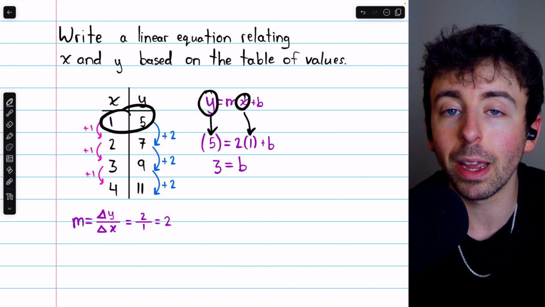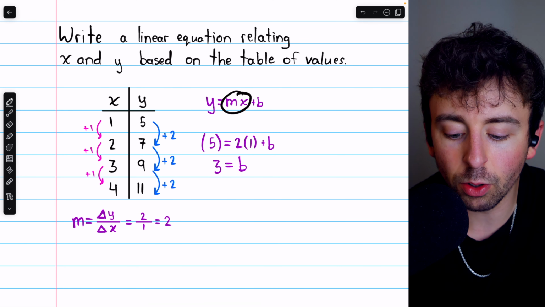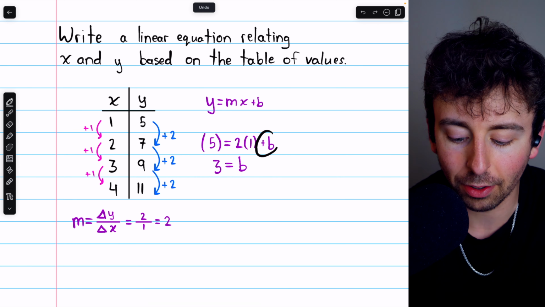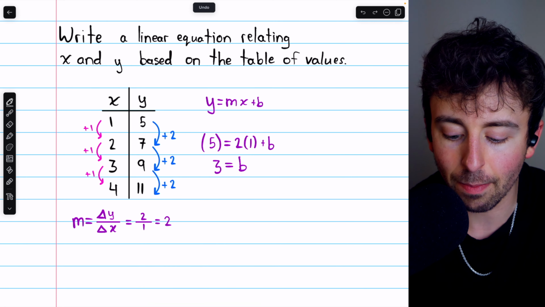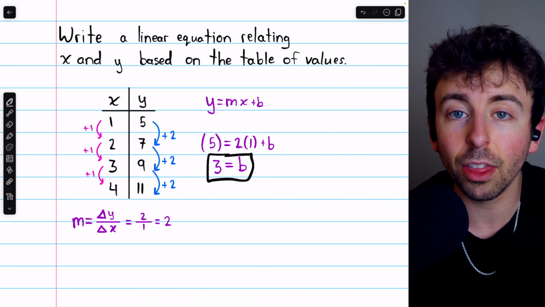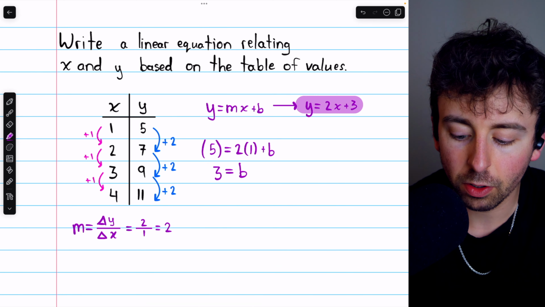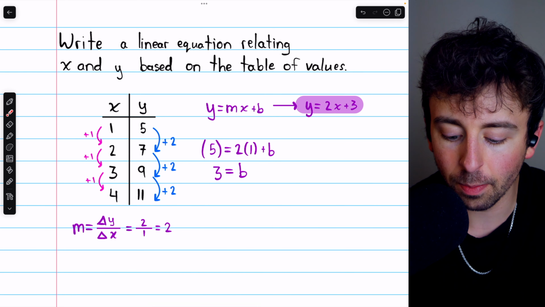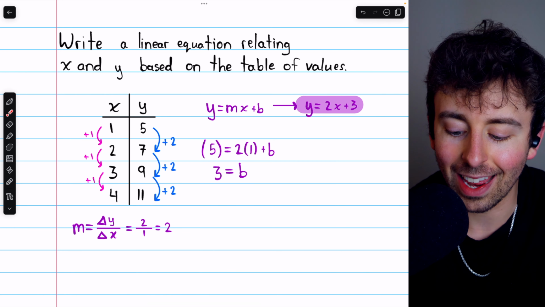Now we can just do some basic math to solve for b. Y is 5, m is 2, and x is 1. So 5 equals 2 times 1 plus b. We then just subtract 2 from both sides of the equation to get b by itself. 5 minus 2 is 3, and so we have that 3 equals b. And so that would be our final answer, 2x plus 3. We found the slope was 2, so we plugged that in, and we just found that the y-intercept b was 3, so plug that in as well.